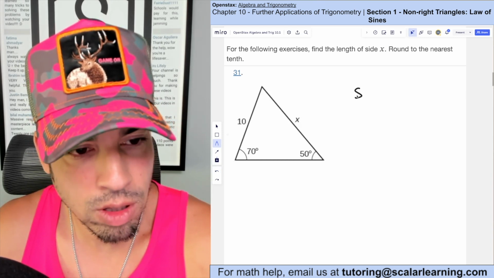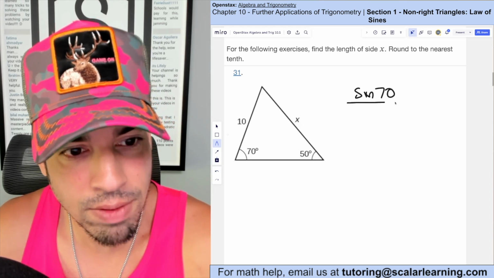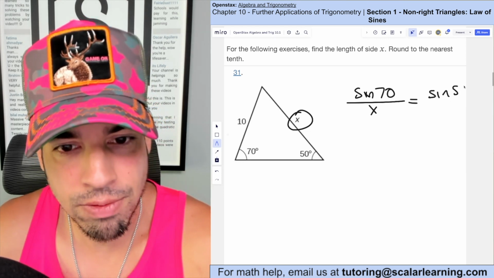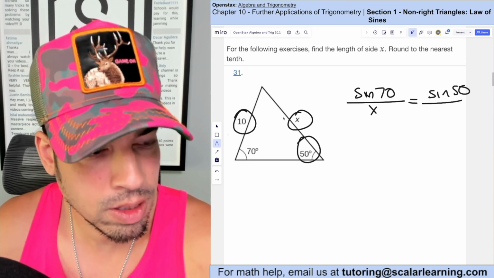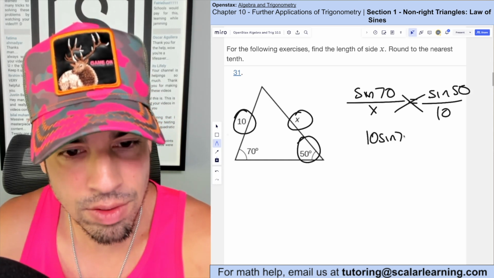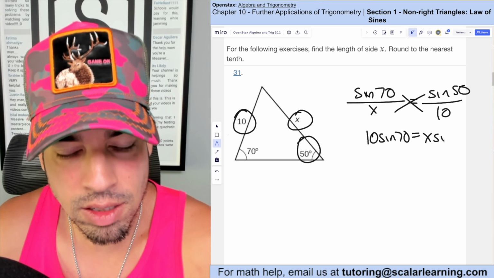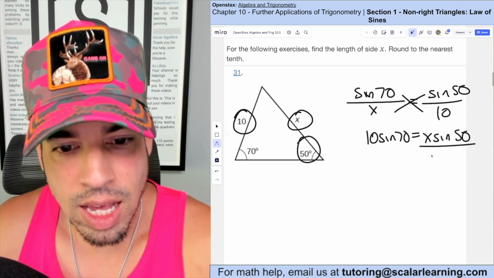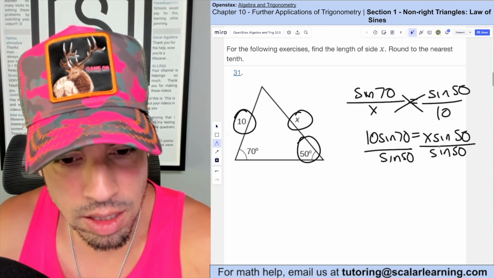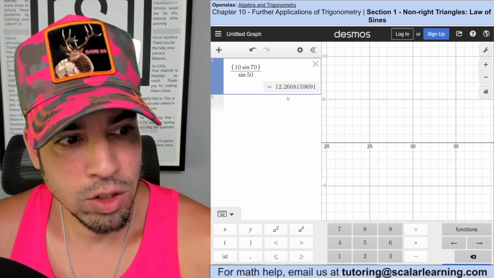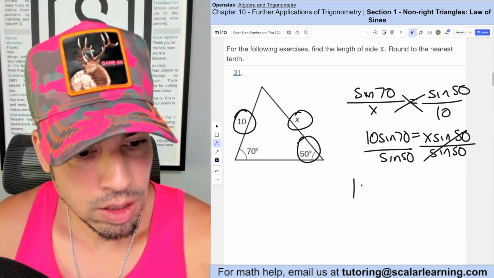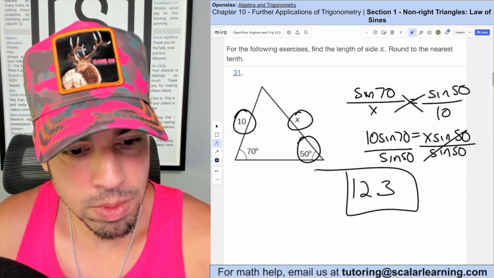For this one, we're meant to find the length of side X, so we're going to do that now. We're going to use the law of sines. So I have sine of 70 over its opposite side, X, is equal to sine of 50 over its opposite side, which is 10. Then we cross multiply. We get 10 sine of 70 equals X sine of 50. Last but not least, we divide by sine of 50 on both sides to isolate X, and we plug that into Desmos. And we get 12.26, which rounded to the nearest 10th is 12.3. So it is 12.3, boom, done.